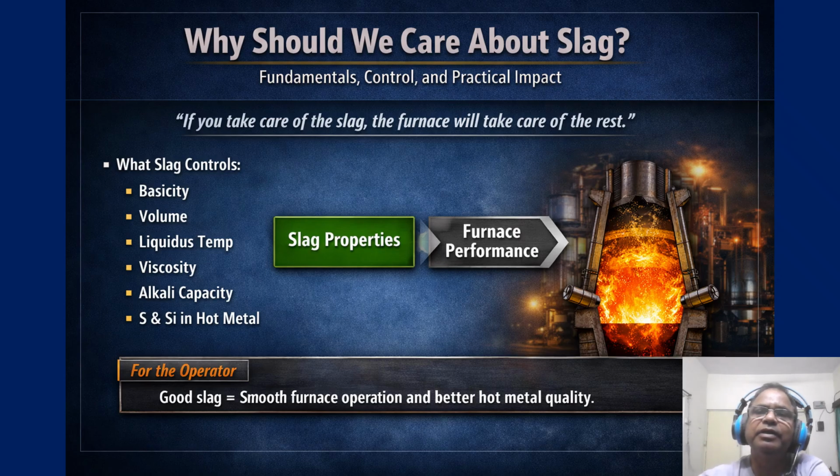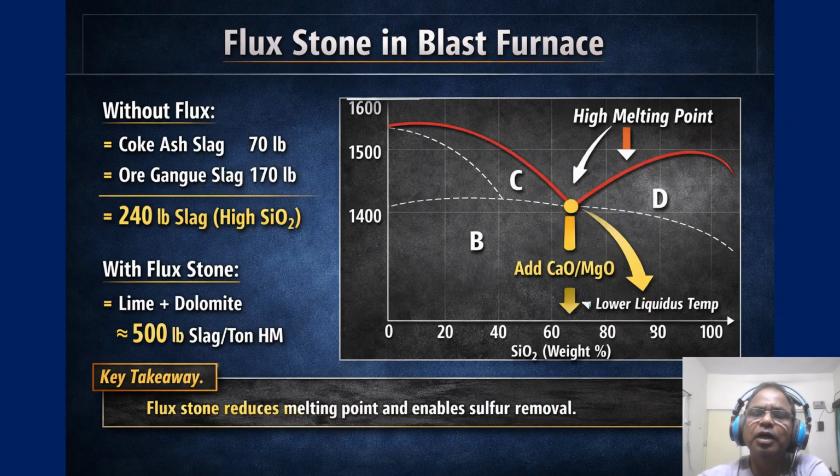That's the core idea. Now coming to the basic problem: why is flux added? Let's look at a real example. If you run a furnace with only coke ash and iron ore gangue, with no added flux, we get about 240 pounds of slag per ton of hot metal. That slag is almost all silica and alumina with no lime or magnesia, so its melting point is extremely high, over 1500 degrees centigrade, and it's thick like tar. It would not remove sulfur.